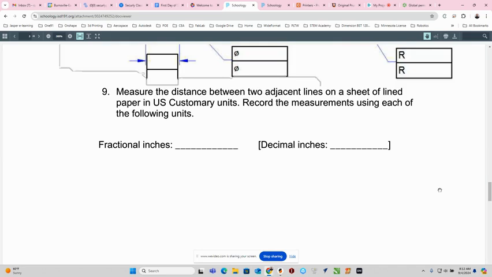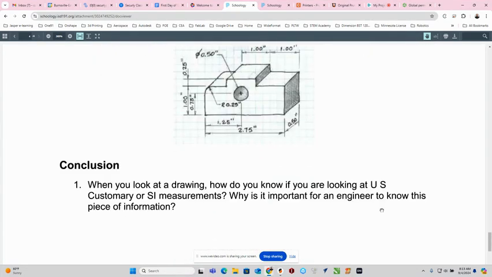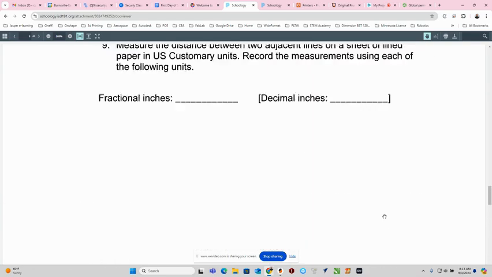Okay, this is talking about paper. What is the distance between the two adjacent lines, fraction and decimal? And then again, CD cup, whatever, measure it. This says, I don't know why it says centimeters. Just make it inches. The same, if you don't have a desk, it can be a book, whatever, just change it and put in your measurement in decimal inches. You can do the rest in decimal inches as far as I'm concerned, but just choose stuff, put it in there. Don't worry about doing 11, just 1 through 10.